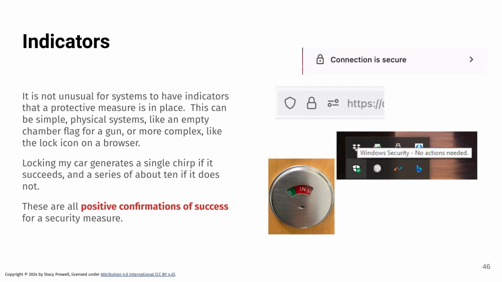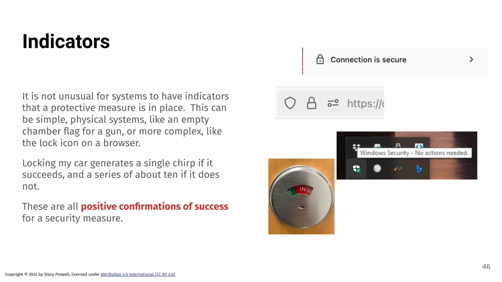So it's not unusual for systems to have indicators that a protective measure is engaged. In fact, you should do that, and lots of systems do. And you can see some over there on the right hand side. Some of them are simple, like if you are part of the gun crowd, you probably know there's an empty chamber flag that you can slide into the gun. When that flag is present, you know that it's sticking in the chamber, and you can't have a cartridge in the chamber because that little flag is blocking it. So you know the gun is in a safe state.